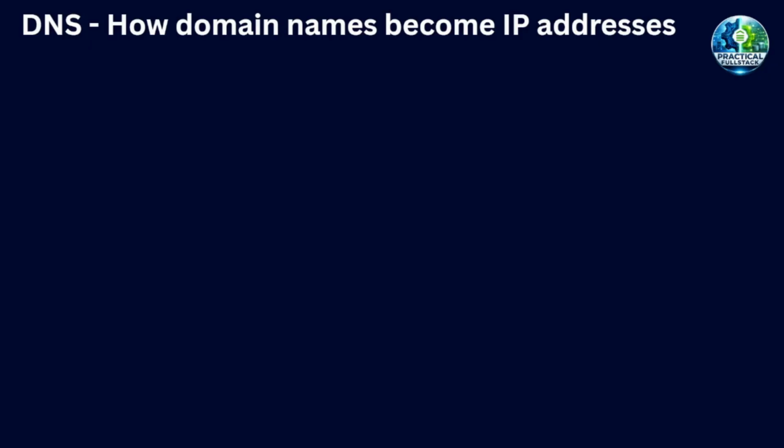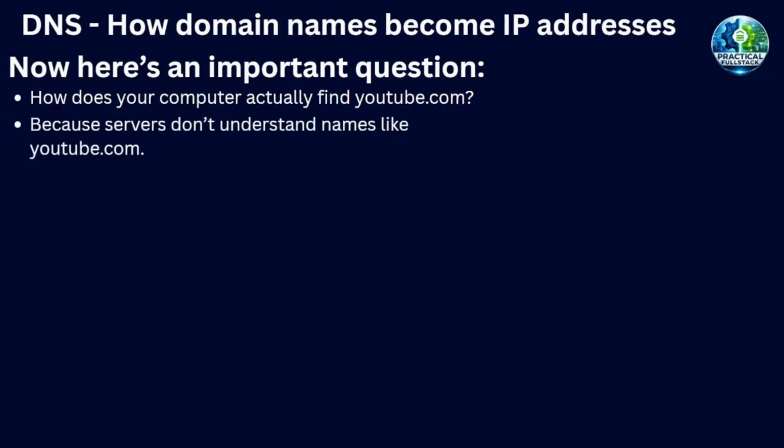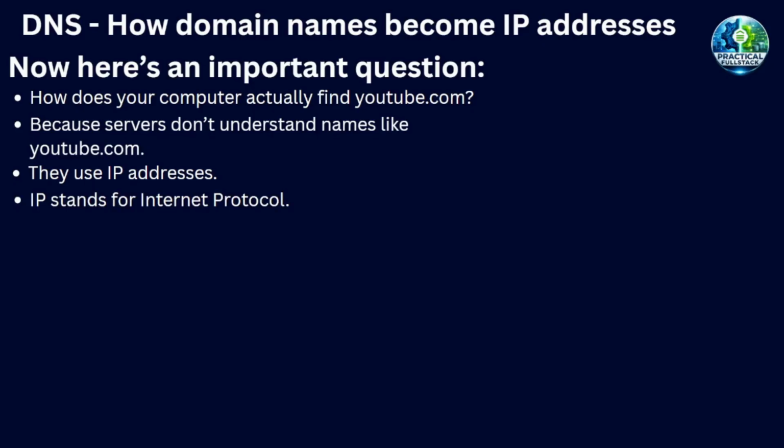Now that we understand the browser's job and that a URL tells the browser the protocol, domain, and path, there's still one problem. When you type a URL in the address bar, the browser still doesn't know where that website actually lives. So, the big question is, how does your computer find youtube.com? Because servers don't understand names like youtube.com. They use something called IP addresses. IP stands for Internet Protocol. It is like a phone number for a computer.